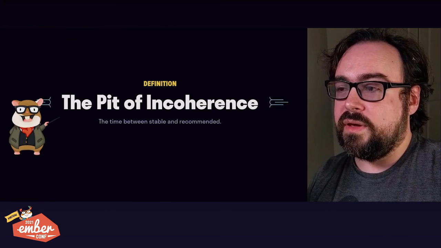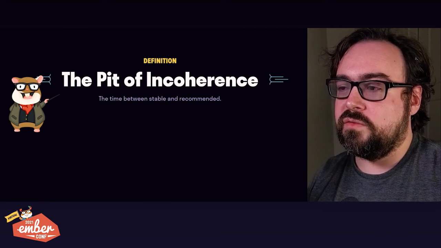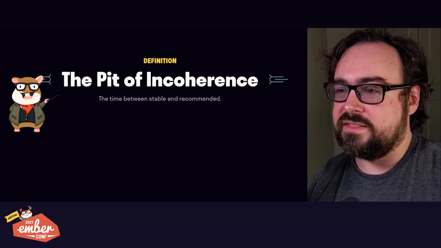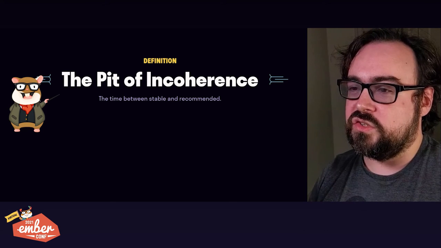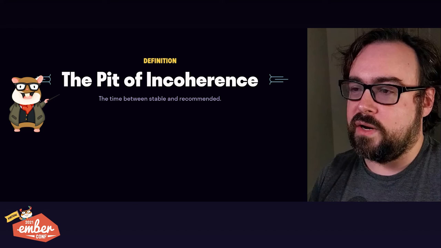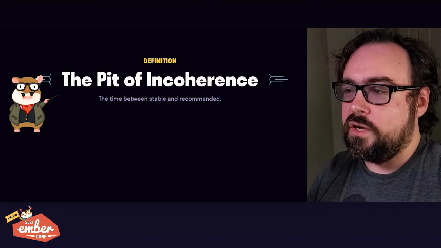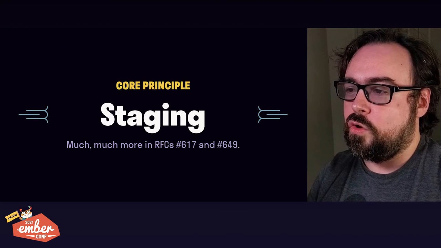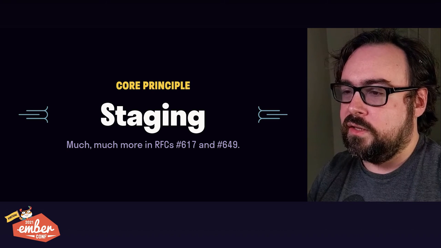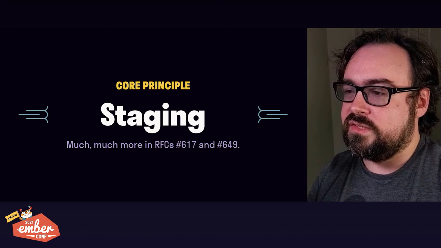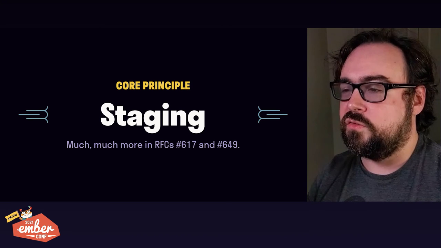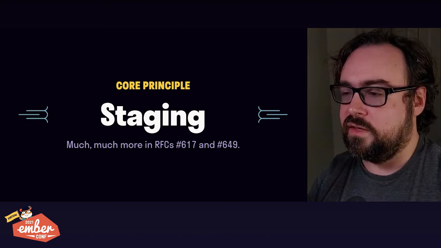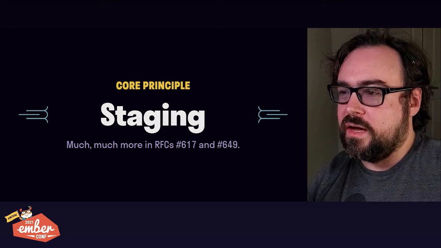As a bonus, now that we have the recommended stage, we can crisply define the pit of incoherence. The pit of incoherence is that point in time last year that motivated additions. From this perspective, the pit of incoherence is just the time between stable and recommended. The long and short of it is that staging is now the core way that we understand feature evolution. And there are two new RFCs, RFC 617 for adding features and 649 for deprecating features, that describe the staging process in detail. And our toolkit is now filled out.